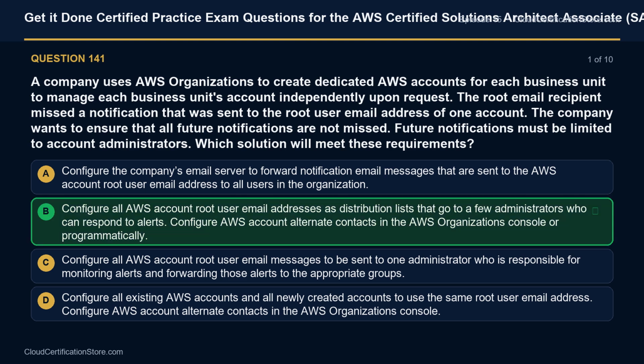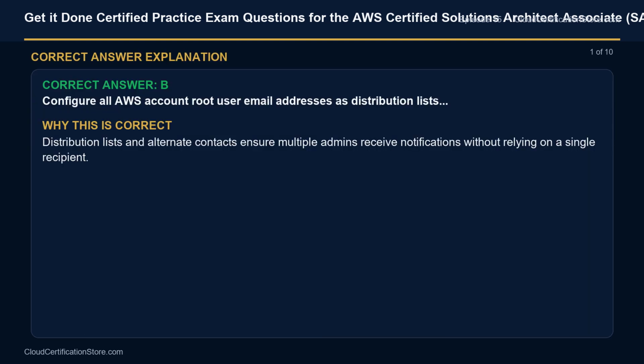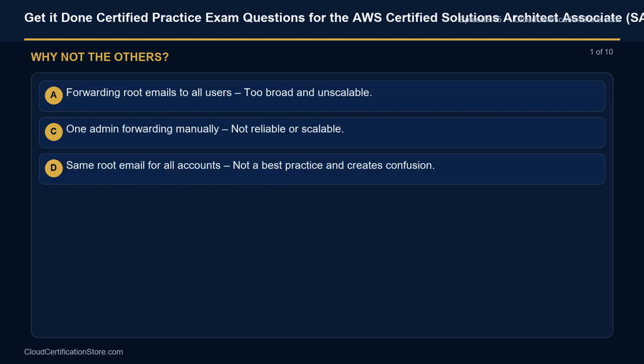The correct answer is B. Configure all AWS account root user email addresses as distribution lists. Explanation: Distribution lists and alternate contacts ensure multiple admins receive notifications without relying on a single recipient. Why not option A? Forwarding root emails to all users is too broad and unscalable. Why not option C? One admin forwarding manually is not reliable or scalable. Why not option D? Using the same root email for all accounts is not a best practice and creates confusion.